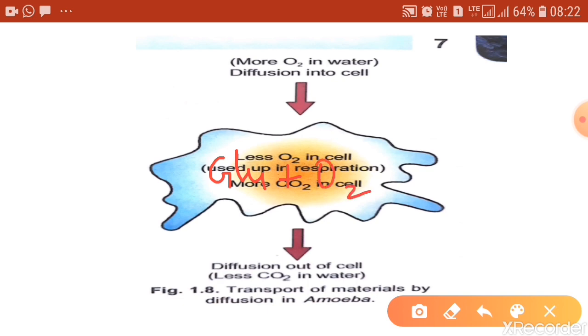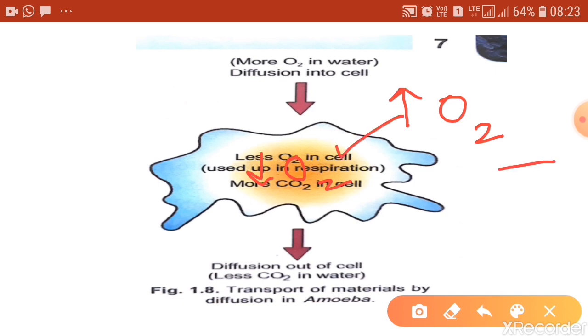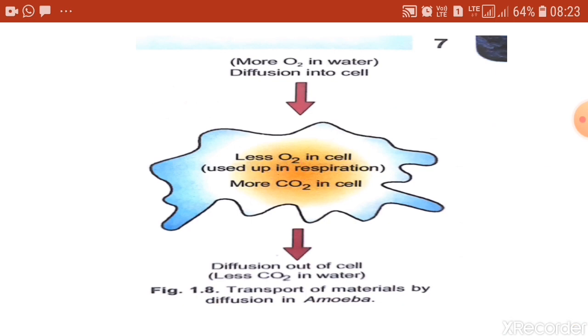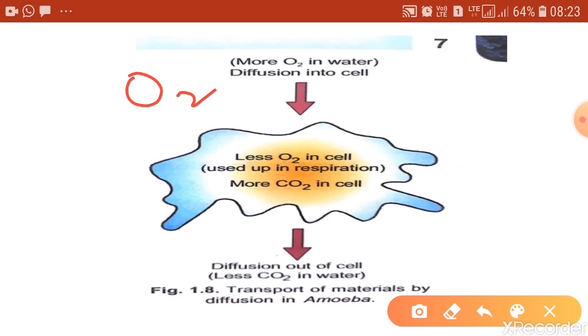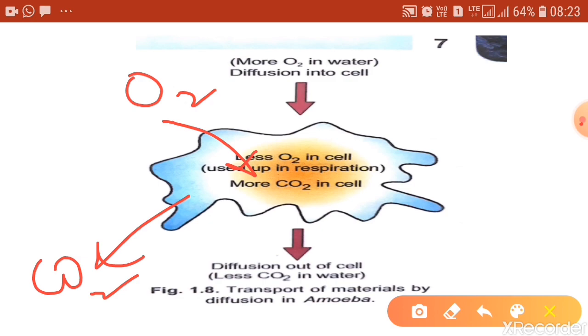So, since oxygen is being continuously consumed, you find that the concentration of oxygen inside the cell is always lesser when compared to the concentration of oxygen outside the cell. As a result, oxygen from outside, that is from the outer medium, will move into the cell, right? So this diffusion of gases, that is oxygen from outside enters the cell in the respiring cell, and carbon dioxide moves out of the respiring cell, and this occurs by the process of diffusion.